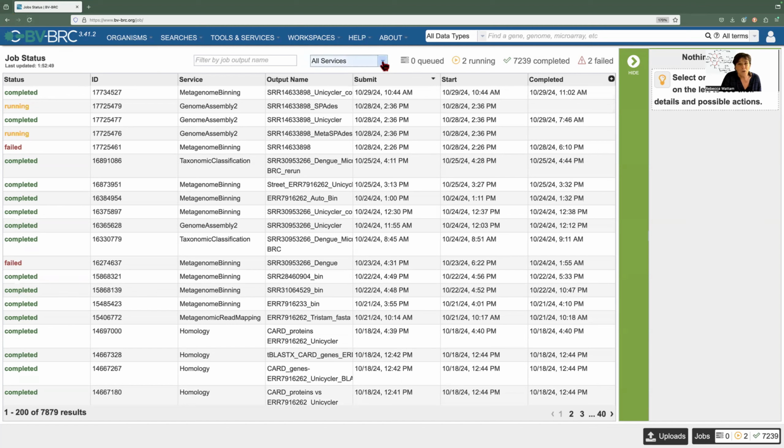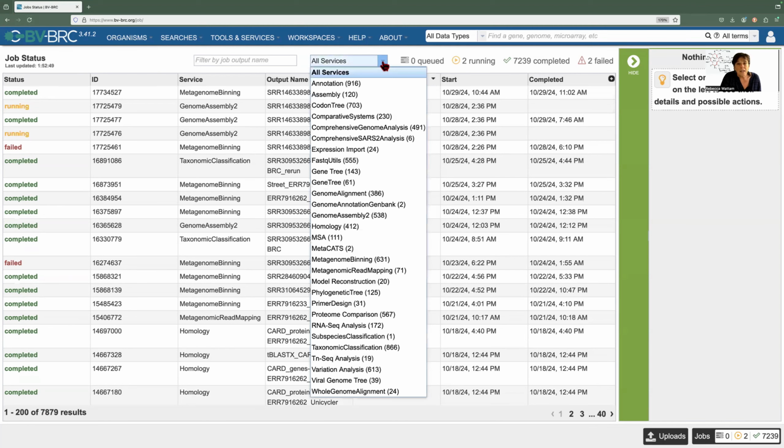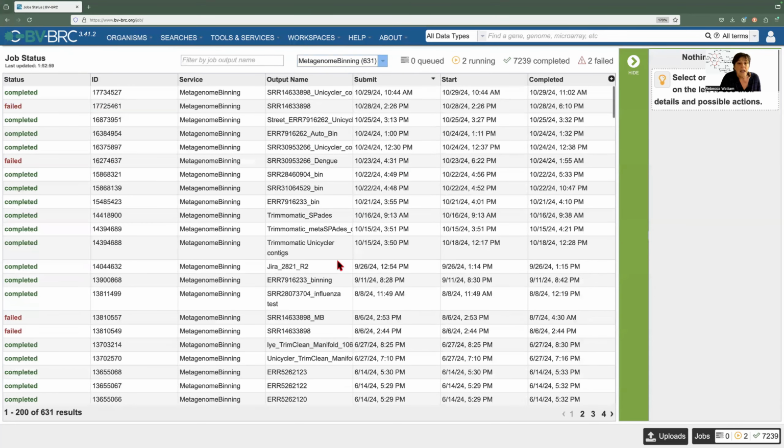And I don't want to sort through all of them. So I'm going to click up here on all services, and then I'm going to go all the way down to Metagenomic Binning and click on that. And that is going to show me the 631 jobs that I have submitted to this service. And you can see that I've had my successes and I've also had my failures. I'd like it to all be 100%, but it's not.